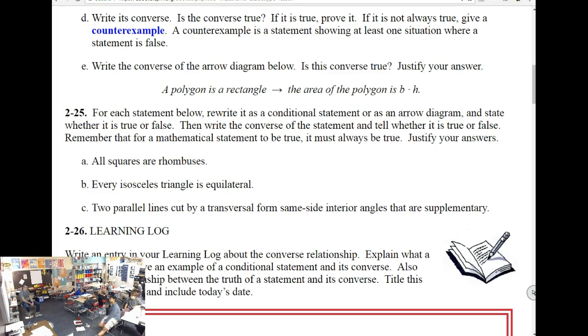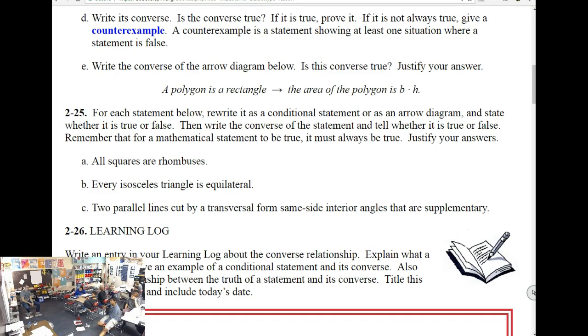Every isosceles triangle is equilateral. Well, every equilateral triangle is isosceles. That's true. So even though the original statement is false, the converse of it is true. It's just pointing out that you could have a false statement but the converse still be true. So the converse being true does not mean that the statement was a good statement to begin with. You still need the original to be true.